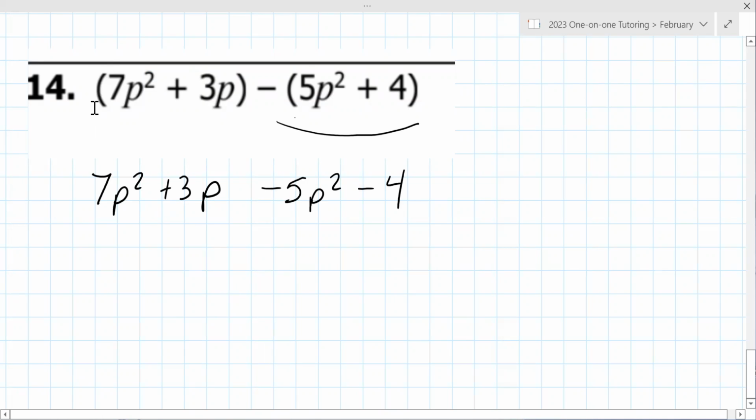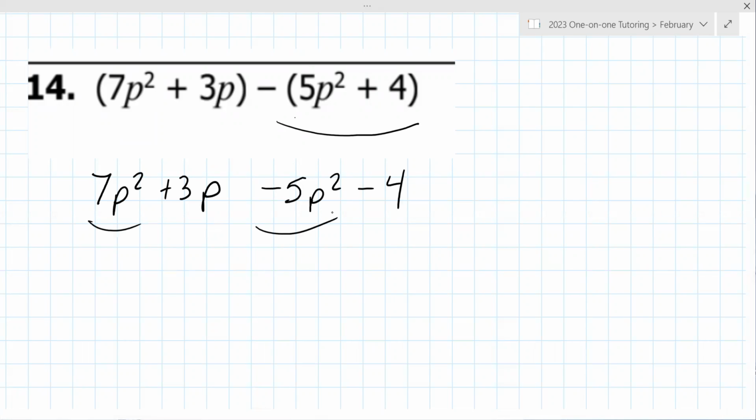What do you see that you can combine? 7p squared and -5p squared. Right. So what does that become? 7p squared minus 5p squared. It's -12.